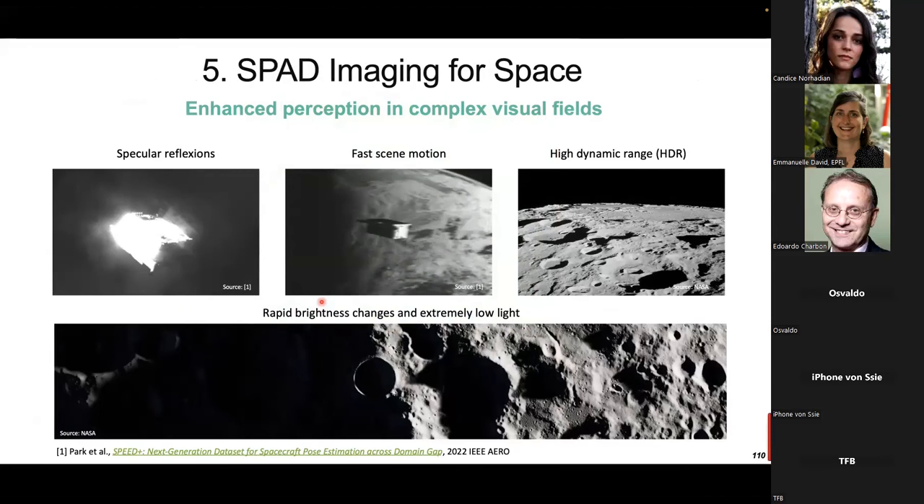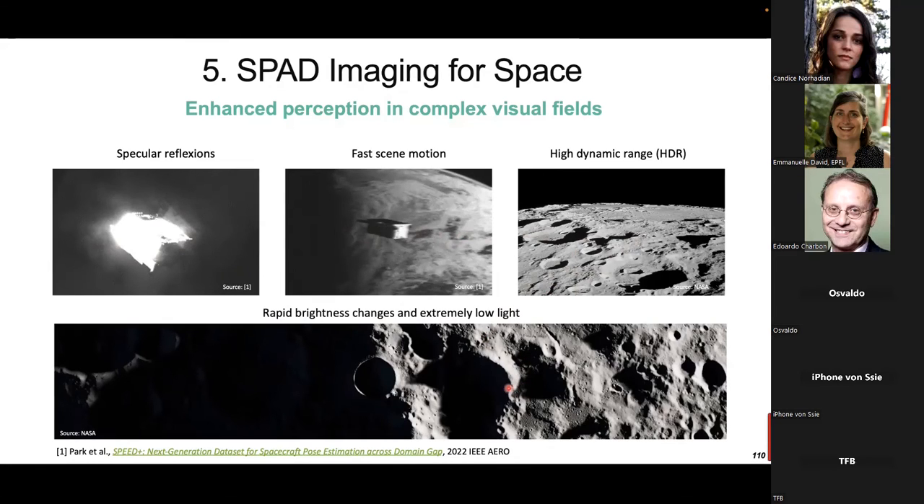I'd like to close with SPAD imaging in space. These are images that were given to me by David. And here you can see some of the issues that you have in space. One is the fact that you have a very large dynamic range, given by specular reflections. You have very fast images, potentially, and also maybe two-color type of surfaces, like on the moon, for example.